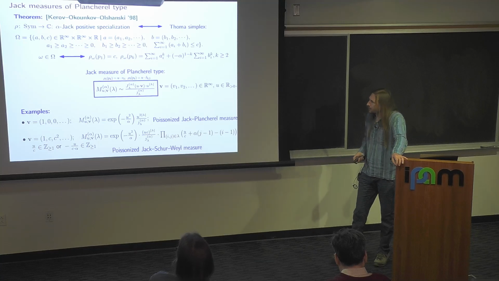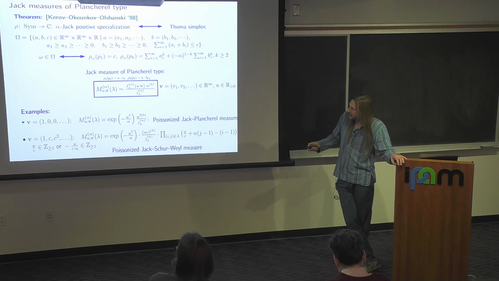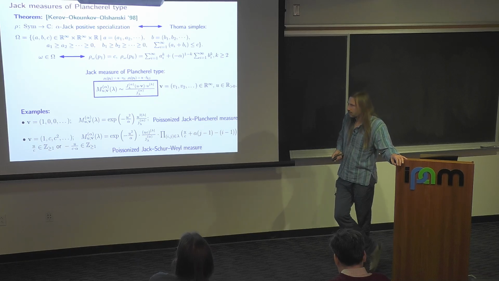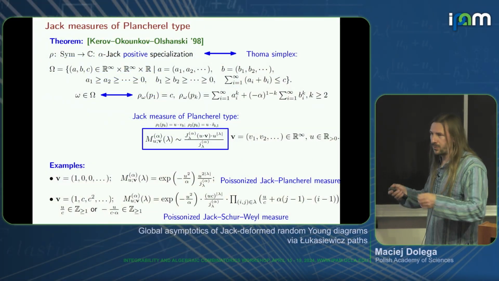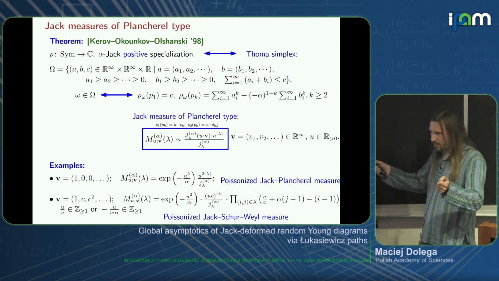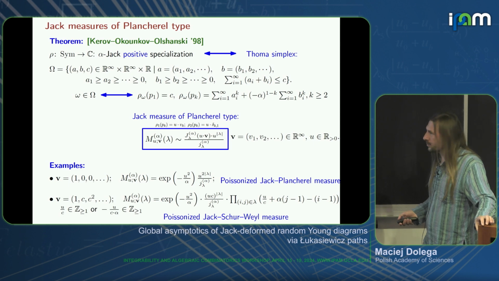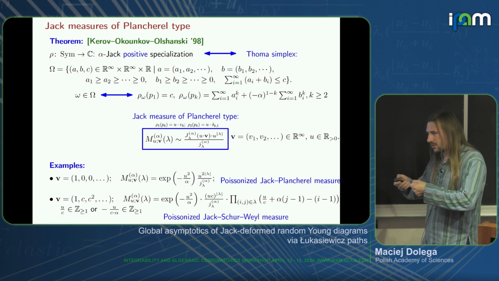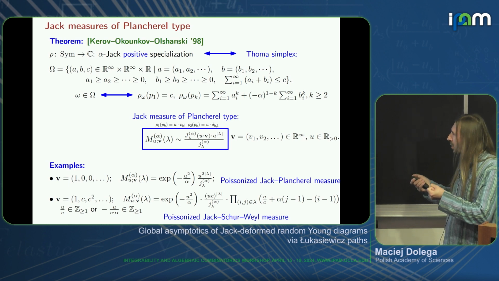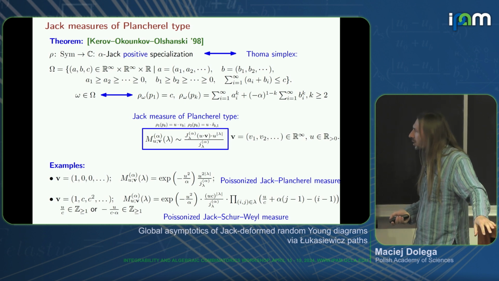So let's look at some examples, because maybe the formula is not so clear. The first and easiest example is if I take v equal to 1, 0, 0, 0, 0. This gives me precisely the Jack-Plancherel measure. And this is the Poissonized Jack-Plancherel measure, because remember that this measure lives on the whole set of all Young diagrams. And here I have this parameter u. The parameter u is going to be important because it tells me the typical size of the Young diagram that I'm working with.